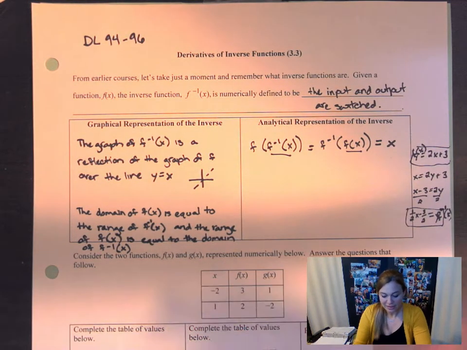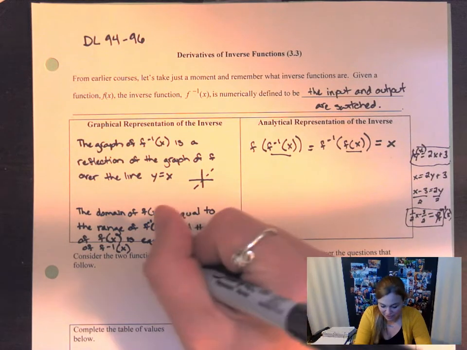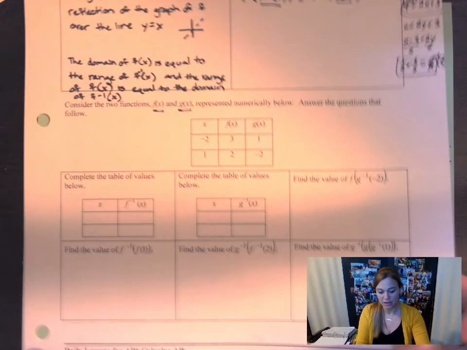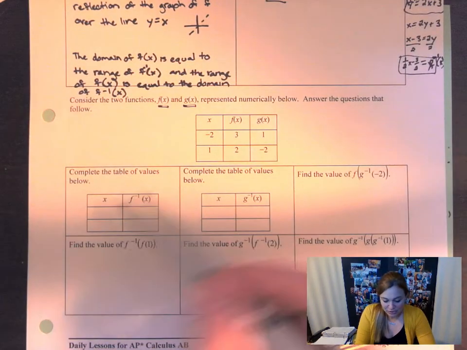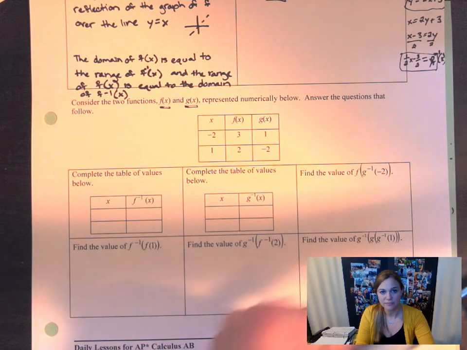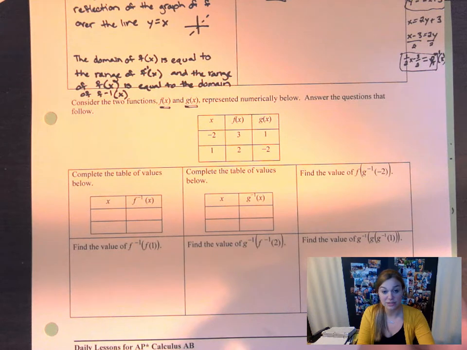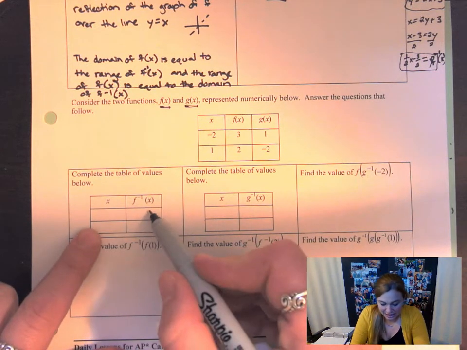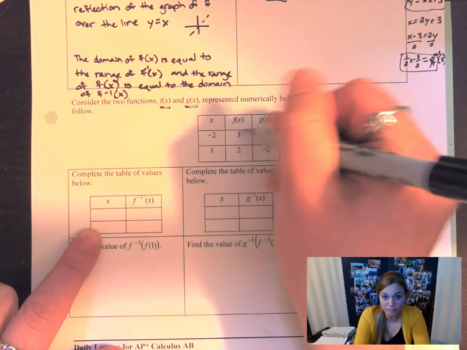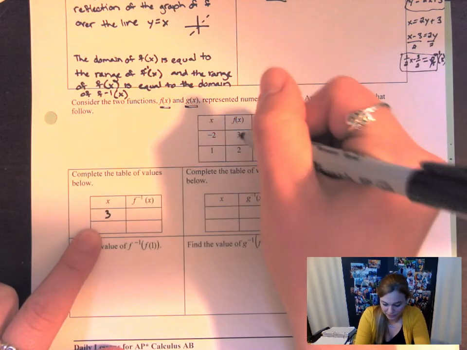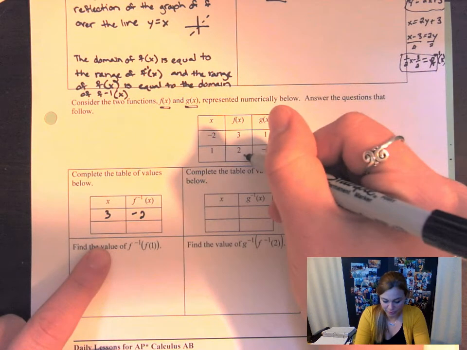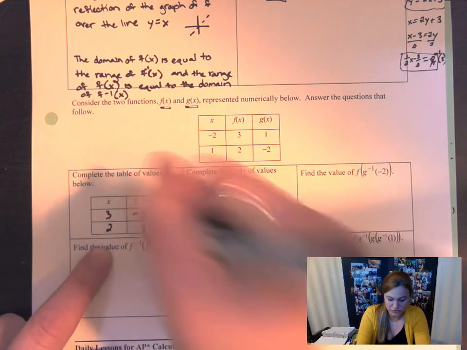The next thing says to consider the two functions f of x and g of x represented numerically below. So we have a table. It says to complete the table of values. This doesn't have anything to do with calculus. It's just us being convinced that this works. If this is x and this is f inverse, I'm going to take these two, and my y value, my range, becomes my x, and my x value becomes my range, or my y. Same thing with the next one: I would say 2, 1. So x's and y's switch.